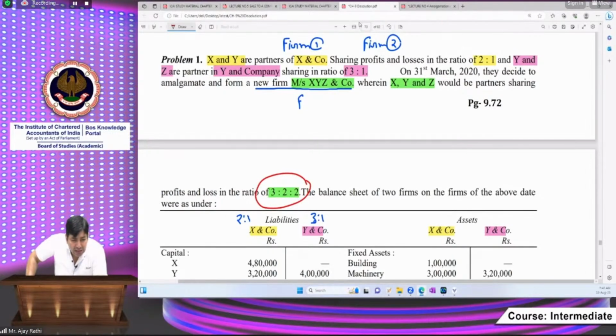Himanshu was asking a doubt. Yes, sir. The question is clear, but I have a doubt in illustration number 2. In illustration number 2, the business purchase account has items of assets on the debit side.